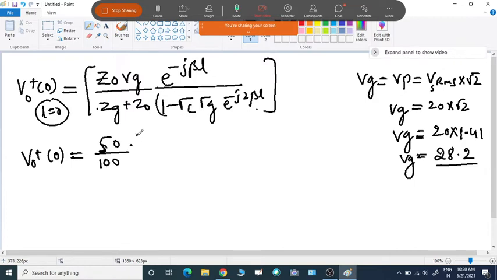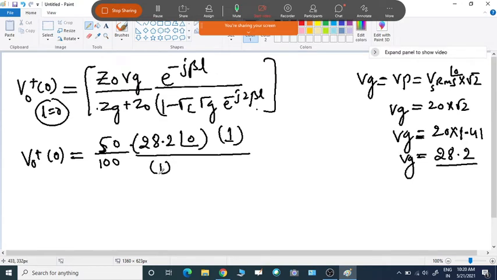So now we can substitute that value: 28.2, and because the angle is 0, we substitute that angle also as 0. Now e power minus j beta L with L equal to 0 will go to 1, so the numerator value will go to 1. Since gamma g is 0, this term in the denominator will go to 0, so you will get 1. So now you multiply and put it in. That is your V plus of 0.